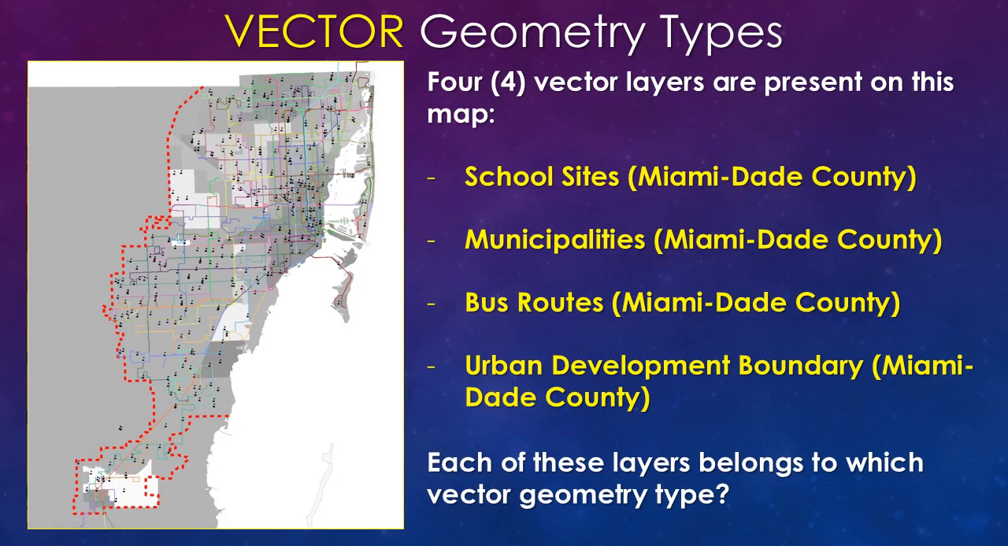Alright, so let's have a little quiz here. Four vector layers are present on the map to the left: school sites for Miami-Dade County, municipalities for Miami-Dade County, bus routes for Miami-Dade County, and the urban development boundary in Miami-Dade County. Each of these layers belongs to which vector geometry type?